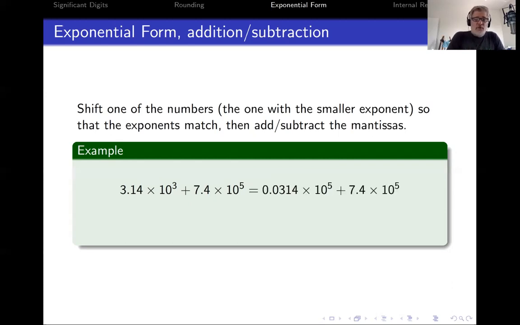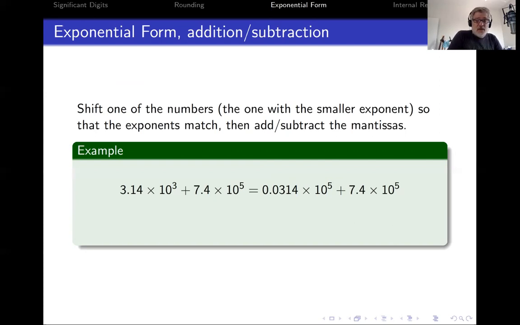So you rewrite that number, 3.14 times 10 power 3. You want to rewrite it so that you have 10 power 5. Now, if you're making the exponent bigger, you have to compensate by making the mantissa smaller. So you're going to move that point to the left by 2, okay? So 3.14 times 10 power 3 is the same as 0.0314 times 10 power 5. If you're not sure, just look at the two numbers and ask, can I go from one to the other easily? And if yes, then you know you got it, okay?